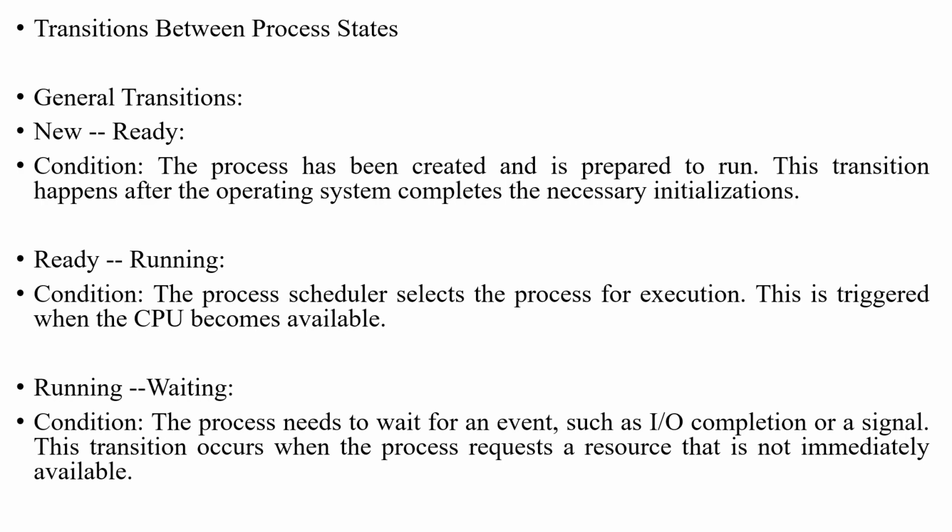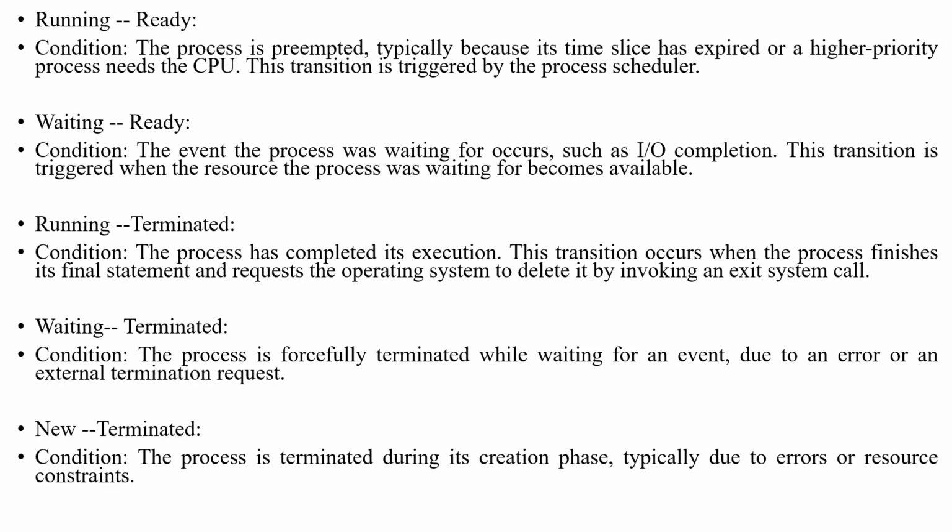or a signal. Running to ready: the process is preempted, typically because its time slice has expired or a higher priority process needs the CPU. Waiting to ready: the event the process was waiting for has occurred, such as input output completion. Running to terminated: the process has completed its execution.